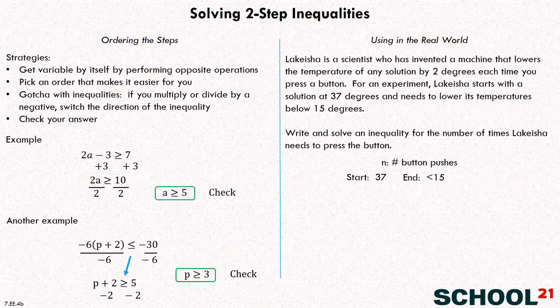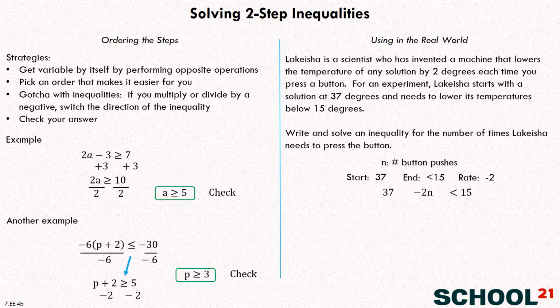And then we want to think about the rate of change. Each time there's a button push, each time there's an n, how much does the temperature change? It changes by 2 degrees, and it actually goes down by 2, so our rate is negative 2. Now we can put these different values together with the n into something that tells the story of Lakeisha's situation. We start with 37, we need to end up at less than 15, and in between, each time there's a button push, we lose 2 degrees.